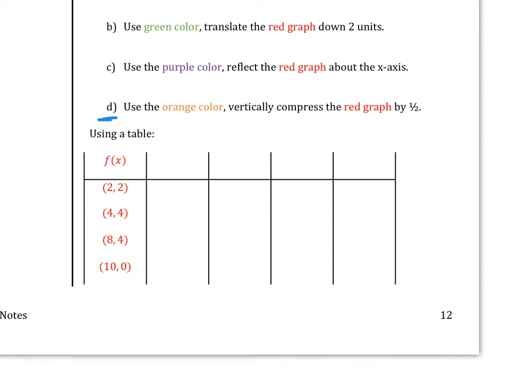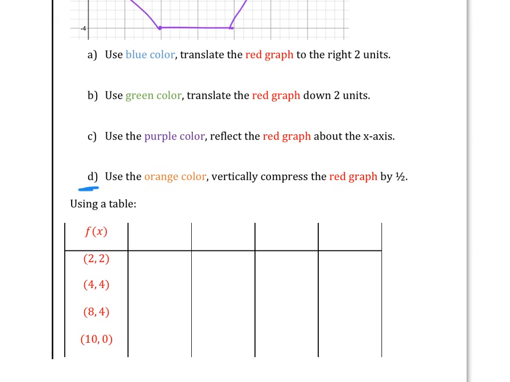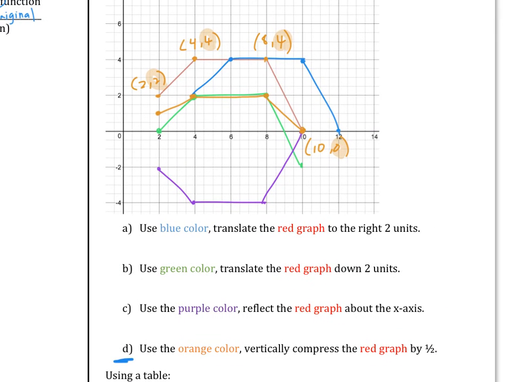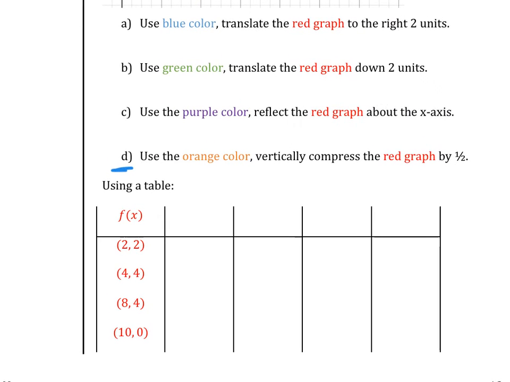So let's kind of color code this. So the first one is the blue color. The blue color, what we did was we moved to the right 2 units. So remember that I was labeling those 4 points, (2, 2), (4, 4), (8, 4), and (10, 0). That's these 4 points down here. So what we're going to do is we move to the right 2 units with the blue color.